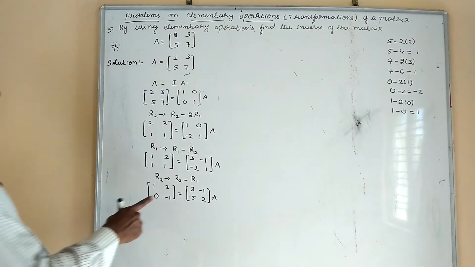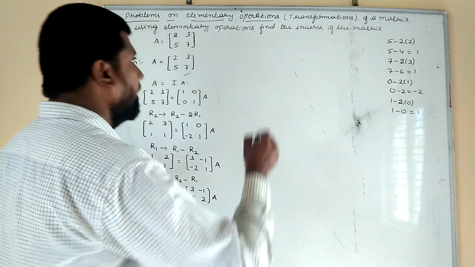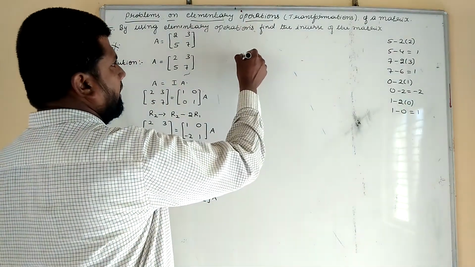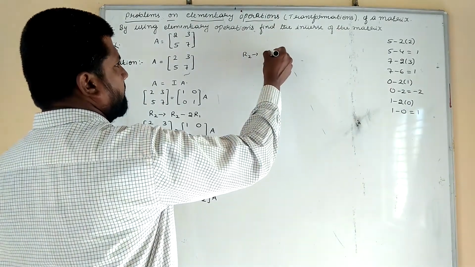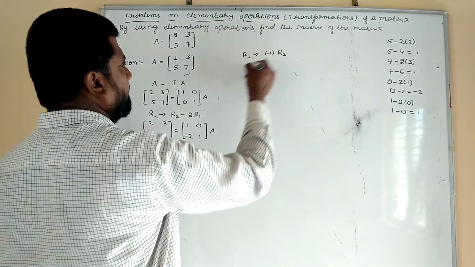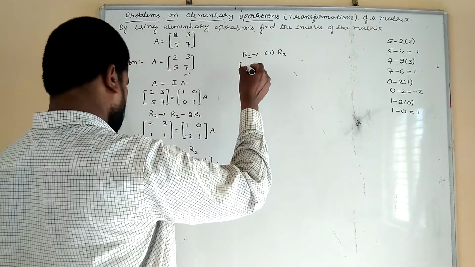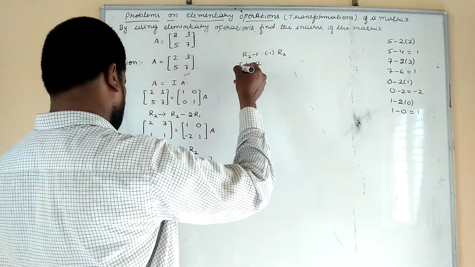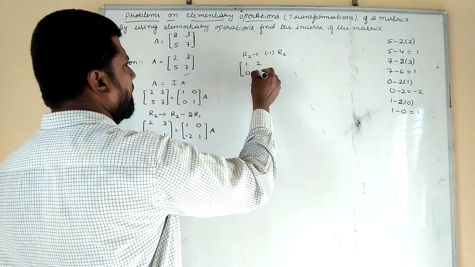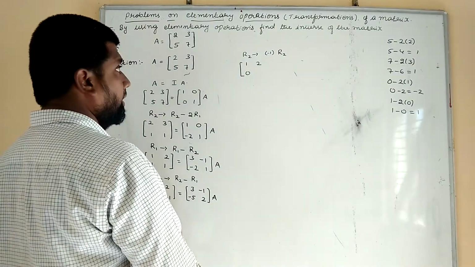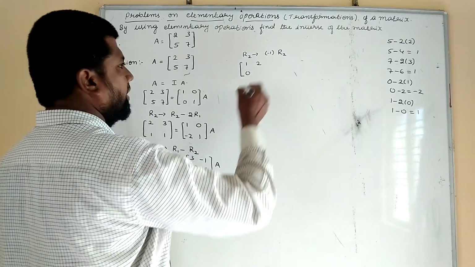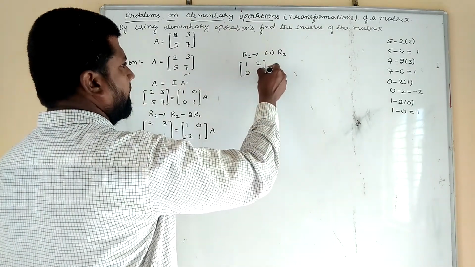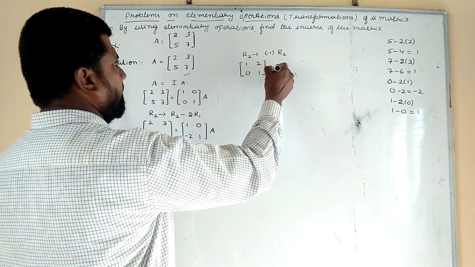So here we have to remove the minus. Let us remove the minus here. R2 changes to minus 1 into R2. Then you are getting 1, 2, then 0. You are multiplying with minus 1. Minus 1 into 0 is 0. Minus 1 into 1 is plus 1. So we have changed it to 0, 1. We got the positive number.